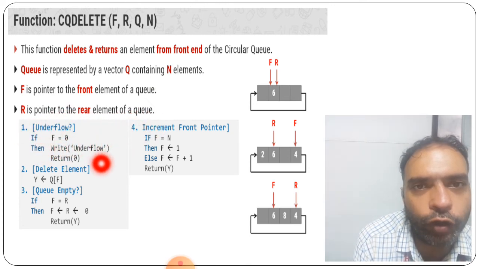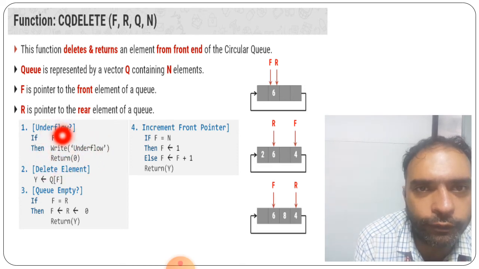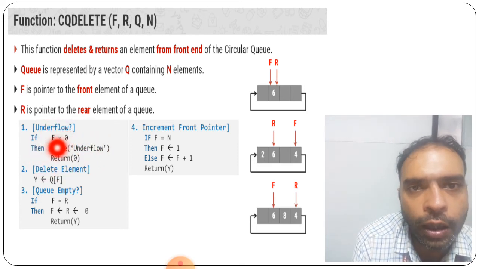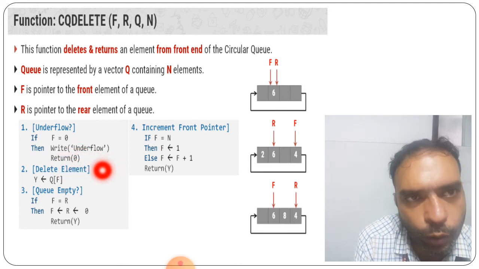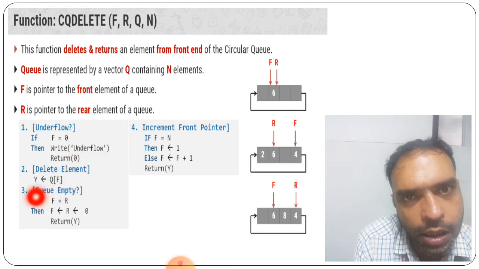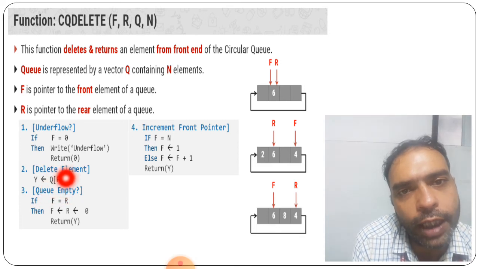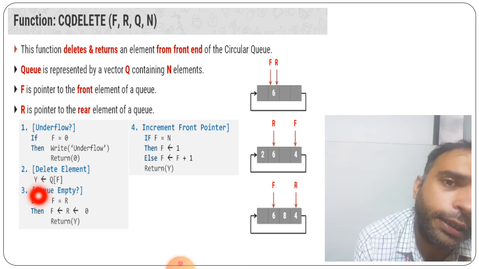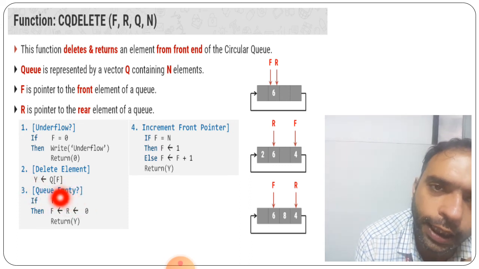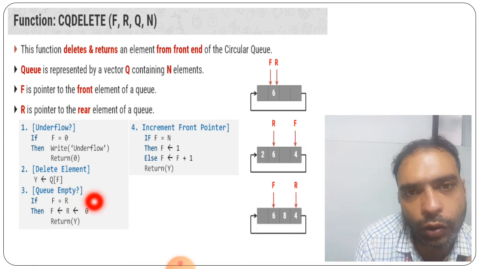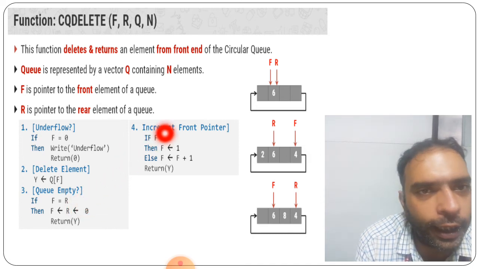So here for that first of all we have to check whether it is underflow or not. और अंडरफ्लो के लिए कंडीशन है F इज इक्वल टू 0. अगर 0 होगा तो then it is underflow, मतलब कोई भी वैल्यू उसके अंदर नहीं है. डिलीट करेगा, so whatever the element is there at the front end it will be given to Y. Then after that we check whether the queue is empty or not, so F is equal to R, then F and R will be 0. तो एम्प्टी हो जाएगा अगर डिलीट करने के बाद. So F और R की वैल्यू को 0 से असाइन करके return Y करेंगे.